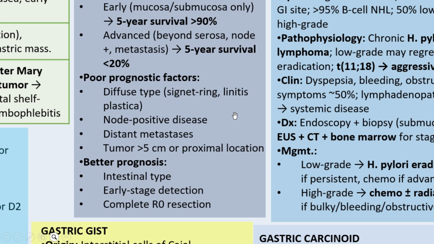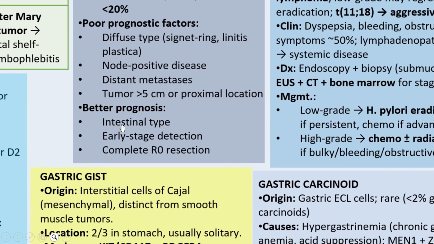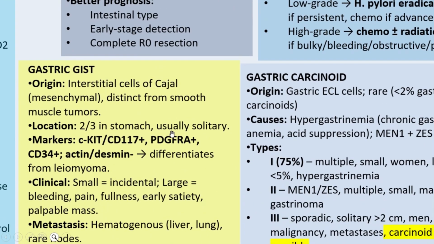Then we have the poor prognostic factors, for example, if you have a diffuse type, this is very bad. If you have node positive disease, this is also bad. If you have distant metastasis, it's so bad. If a tumor is greater than 5 centimeters or it is in the proximal location, this is also not good. Then better prognosis if you have the intestinal type, if there is early stage detection, and if there is complete resection where all the margins are negative for the tumor.